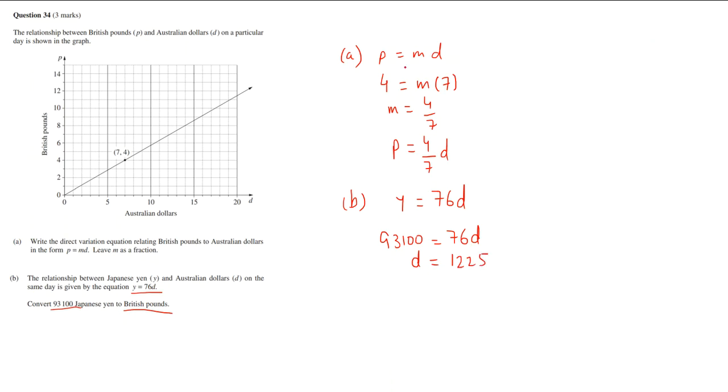Once you've worked this out, now use this relationship, this one, to work out how many pounds it is worth. So pound would be 4 divided by 7 multiplied by 1225. And in terms of pound, this would be 700 pounds. And that's the answer.